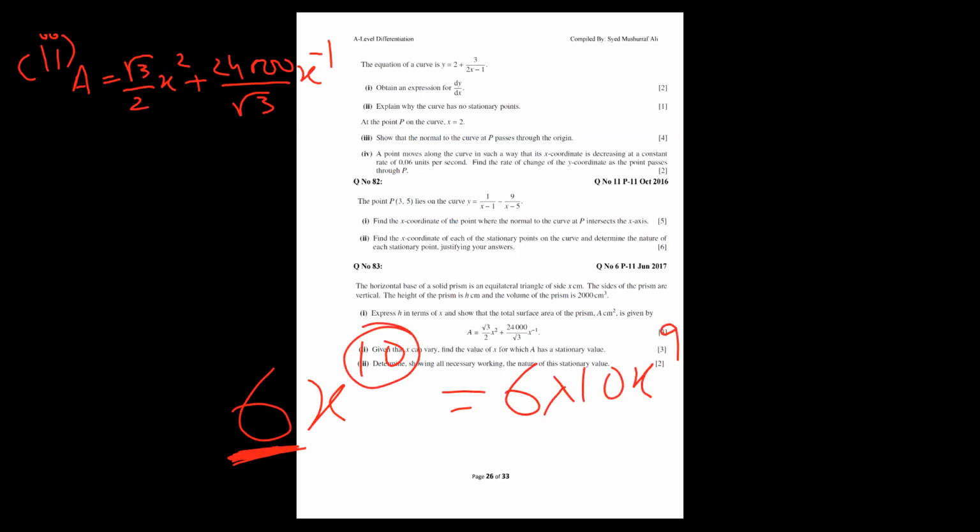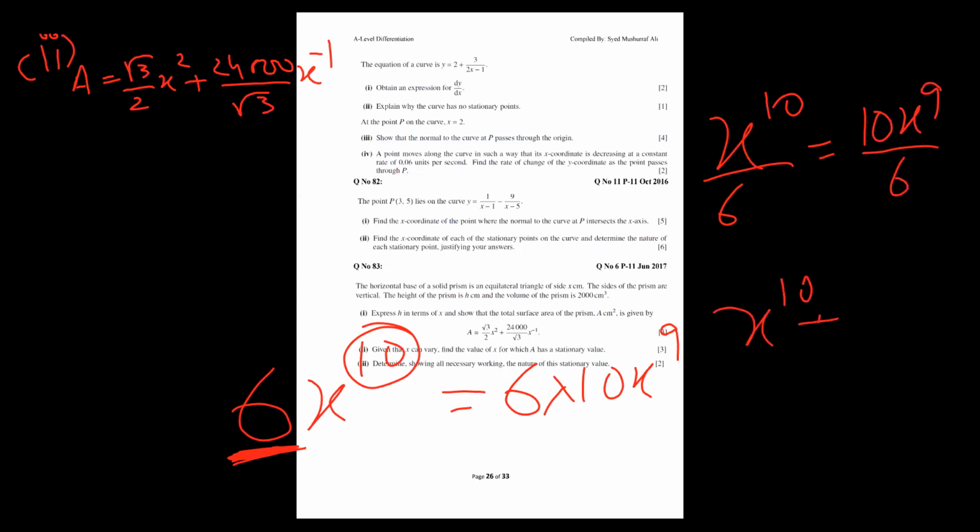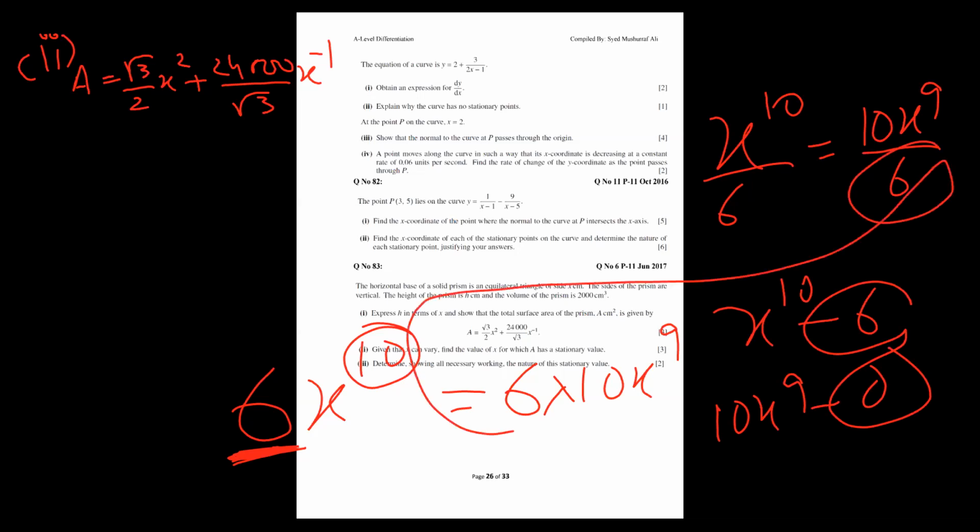Similarly, if I have the same 6 not multiplying but dividing, you never disturb the dividing coefficient. You just bring the power down, 1 less, and the 6 stays untouched. But if the value is adding, for example 10x to the power 9 plus 6, then the 6 becomes 0. In the case of adding or even subtracting, the 6 becomes 0. The important thing is: adding and subtracting give 0, but dividing and multiplying never become 0. I hope you got the concept very clearly.